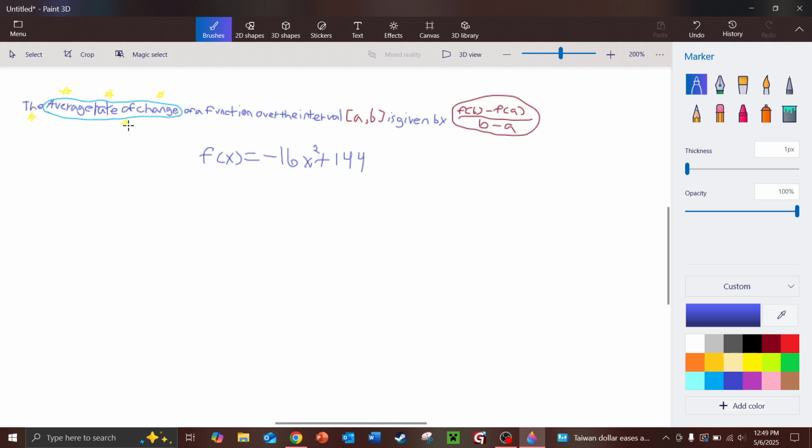So the average rate of change of a function over the interval AB is given by f(b) minus f(a) over b minus a. Alright. Cool. Now we have our problem here.